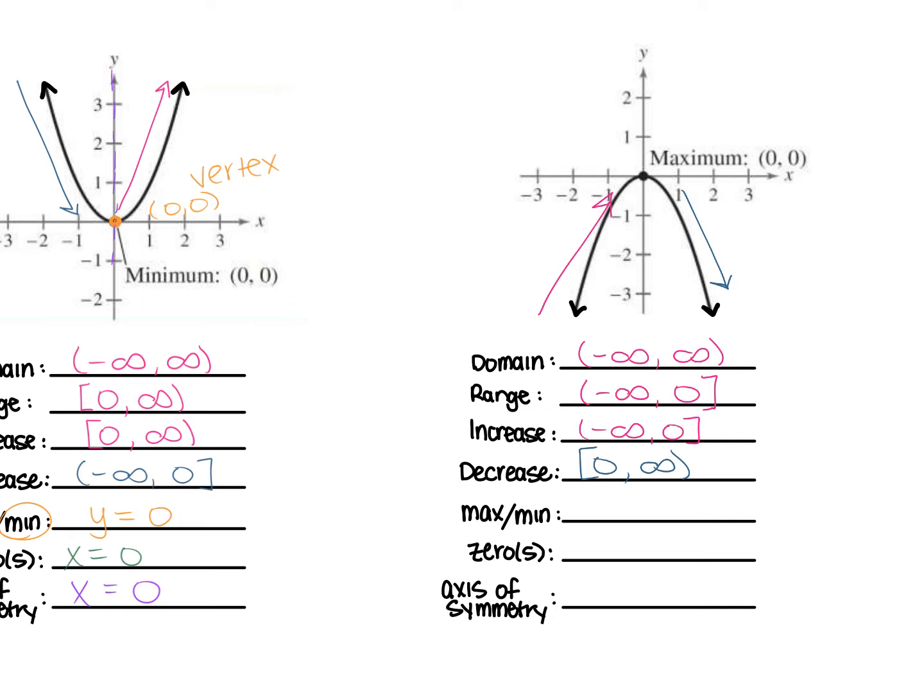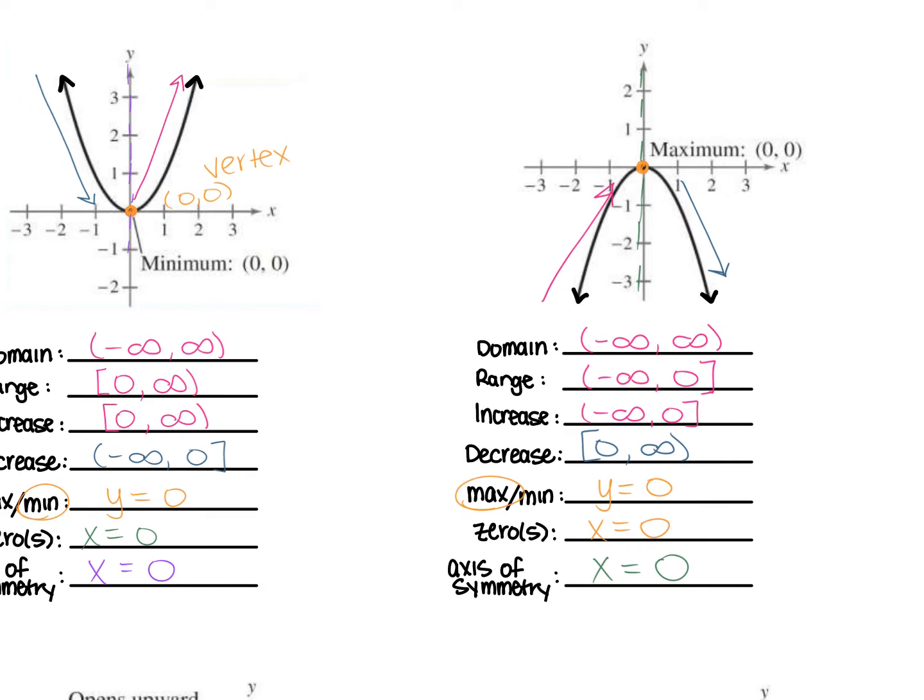For this one, you have a maximum value, so I'm going to circle that because the vertex is your highest point. And that is at y is equal to 0. Your zeros, again, is just x is equal to 0. And then your axis of symmetry cuts that parabola in half vertically. So that would be x is equal to 0, because, again, it's the x value from your vertex. Your vertex here is 0, 0.